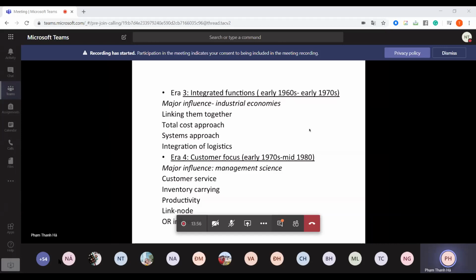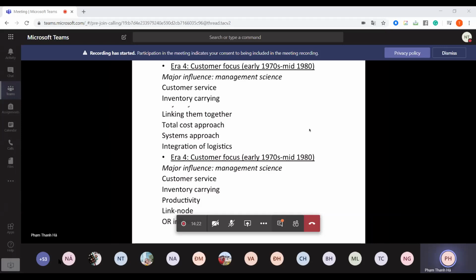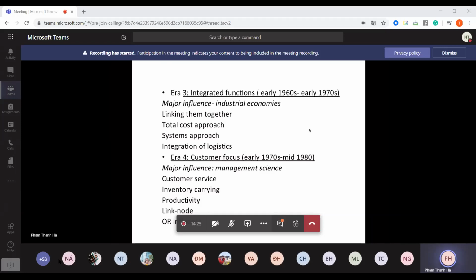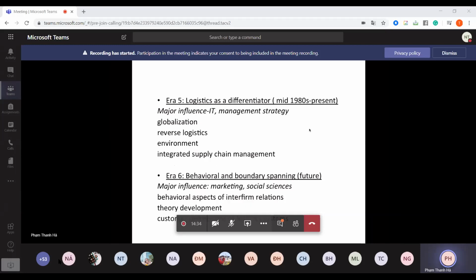And the fourth era, we call the customer focus era, from early 1970 to mid 1980. Now we started to think about the customer, and we define the customer as defining the purpose of any logistics system and also the supply chain. That's why we have to think about customer service, inventory, productivity, and link nodes. The fifth era has a major influence related to IT management strategies.